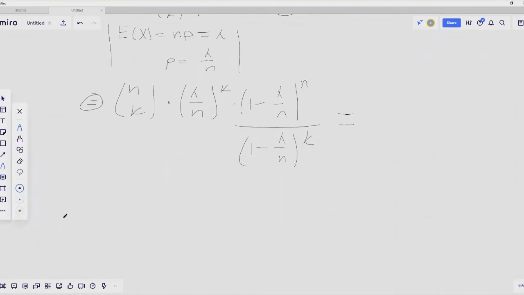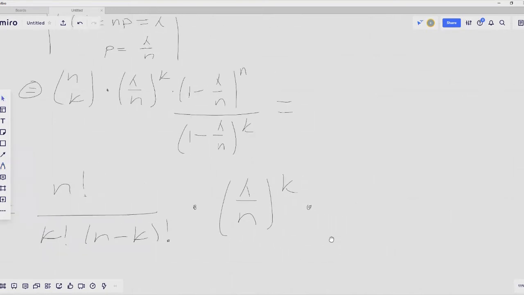Now this is equal to, let's expand that coefficient over here as n factorial over k factorial (n minus k) factorial, multiplied by (lambda over n) to the power of k, multiplied by, let's deal with that term first. So this is (n minus lambda) to the power of k. Then we have n to the power of k here. So those two will cancel out in a second.